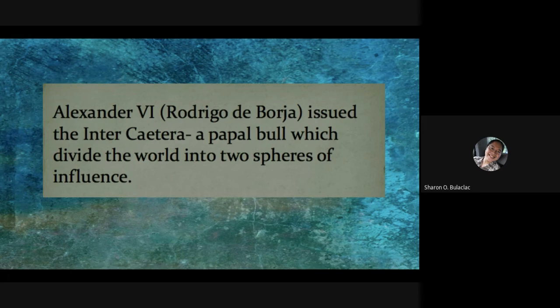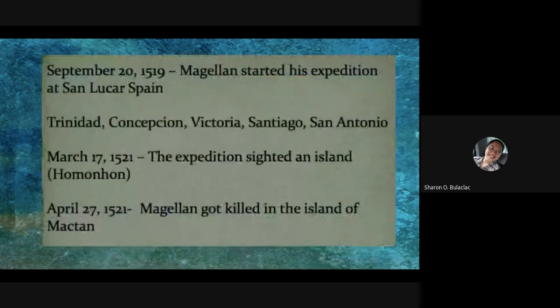So all the land lying to the east will be for the exploration and expansion of Portugal. All the land lying to the west is for Spain. So Spain continued to send their expedition. As far as the Philippines is concerned, first Magellan started the expedition in Sanlúcar, Spain. He was given by the King of Spain 5 ships. You have Trinidad, Concepcion, Victoria, Santiago, San Antonio. So he convinced the King of Spain that he can reach the east by sailing west.